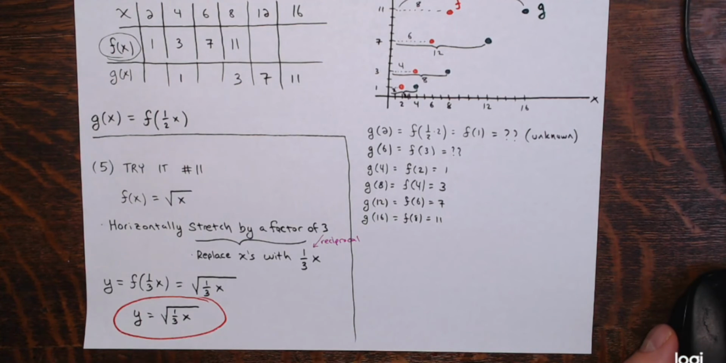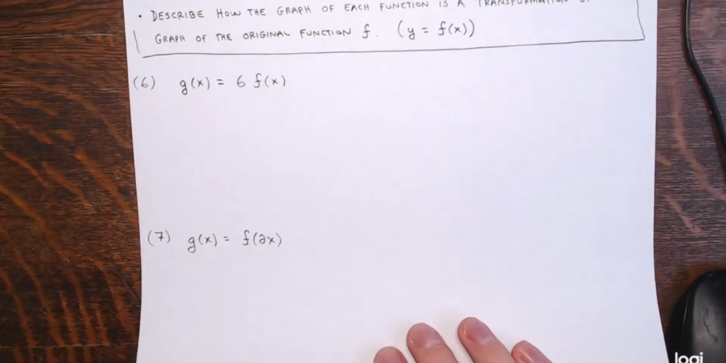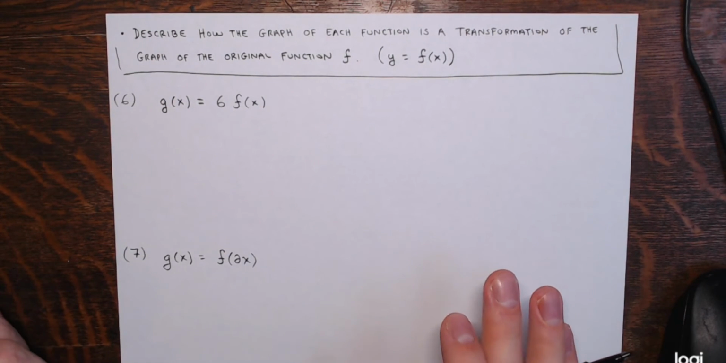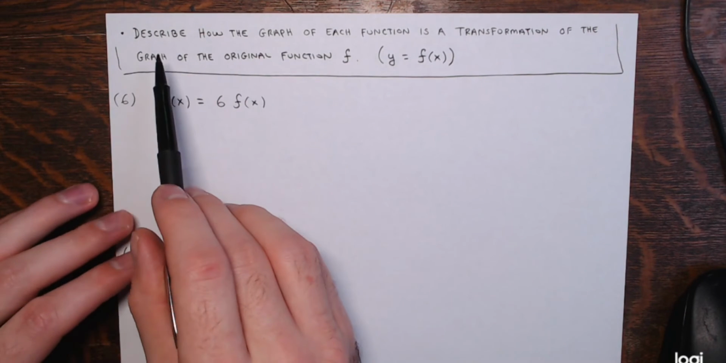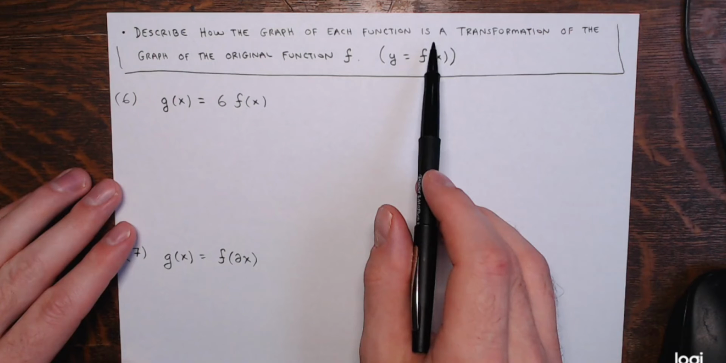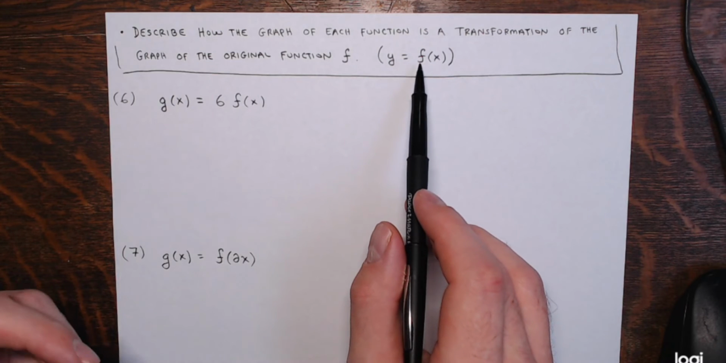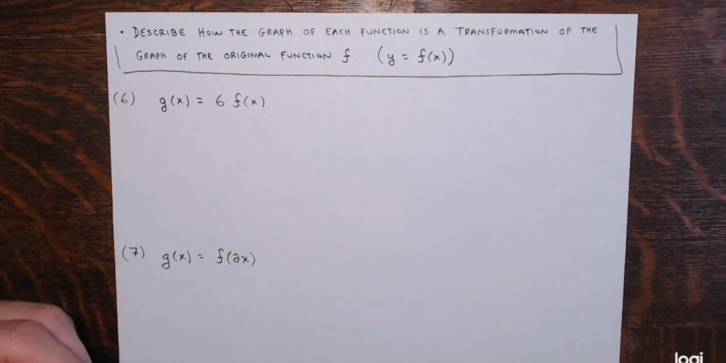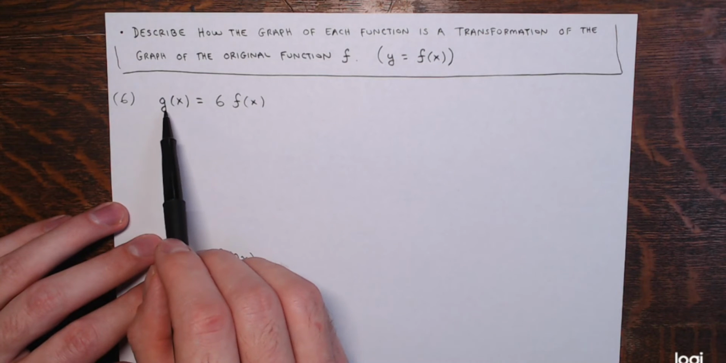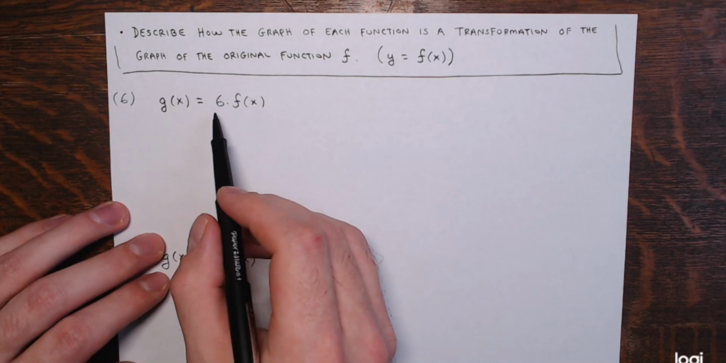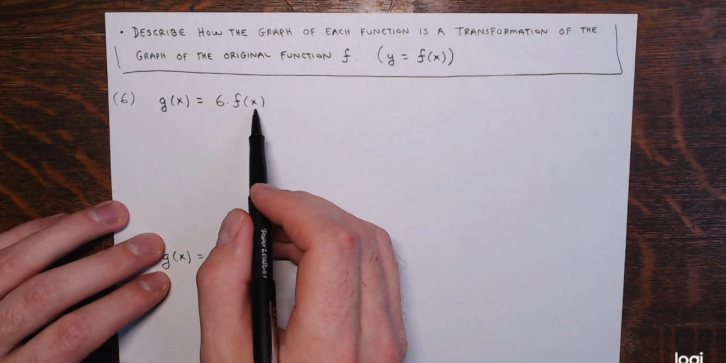All right, so moving on. For the next few exercises, and I think the rest of them, we're just asked to describe the transformation that occurs. So describe how the graph of each function is a transformation of the graph of the original function. So the original function is y equals f of x. And number 6, you have g of x equals 6 times f of x. Notice it's a number on the outside multiplied by f of x.